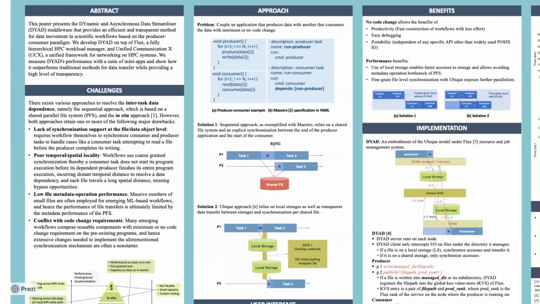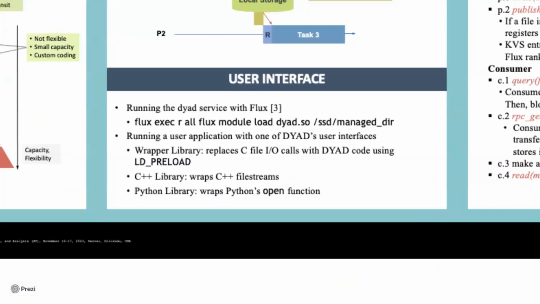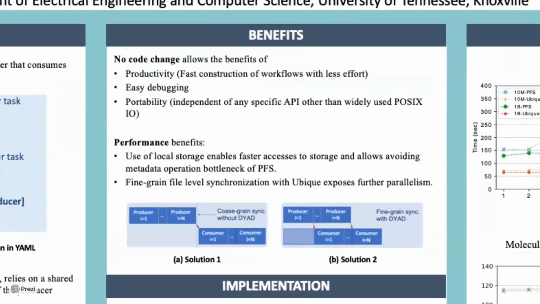There are two main benefits to implementing the UBEAK approach in DYAD. First, it allows us to create a tool that is easy to use and integrate. DYAD provides three interfaces to users, all of which intercept the file I/O interfaces of POSIX or the desired programming language. These easy-to-use and integrate interfaces allow DYAD-enabled workflows to be easily and quickly constructed. Additionally, DYAD's dependence on widely used POSIX I/O allows workloads to be portable between systems.